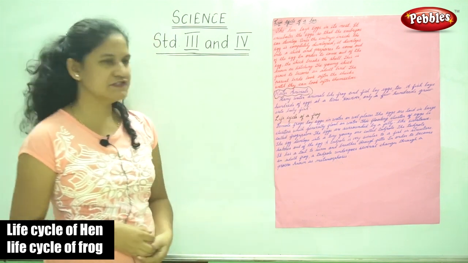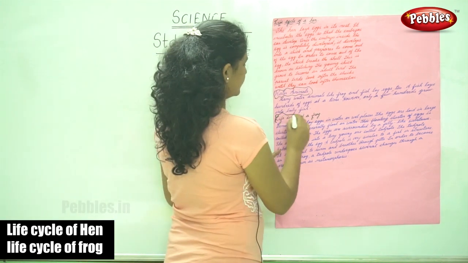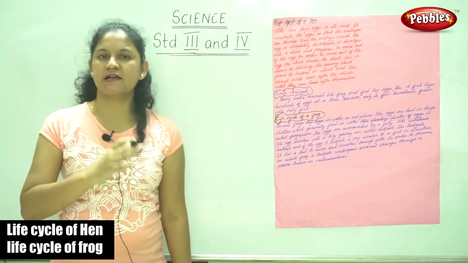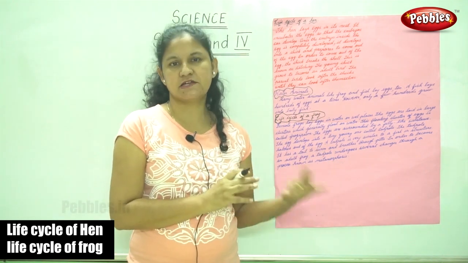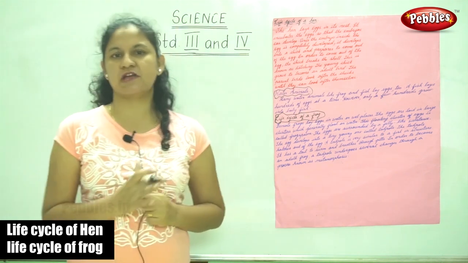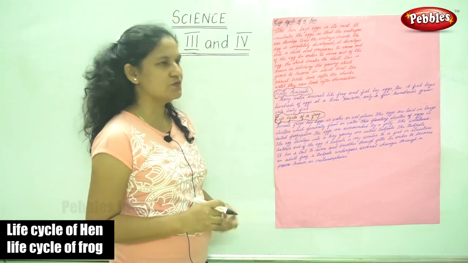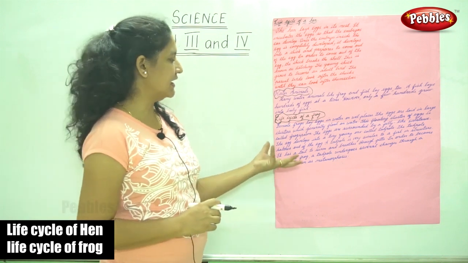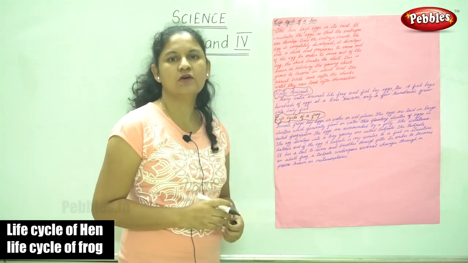Next is the life cycle of a frog. Moving on to the life cycle of a frog. So each and every animal has a life cycle, that is, the time from when it becomes an embryo till it grows into an adult is termed as the life cycle. Female frogs lay eggs in water or wet places. The eggs are laid in large clusters which generally float on water.